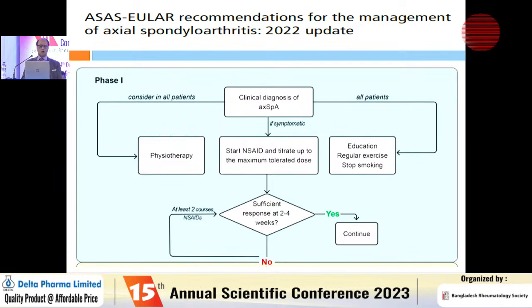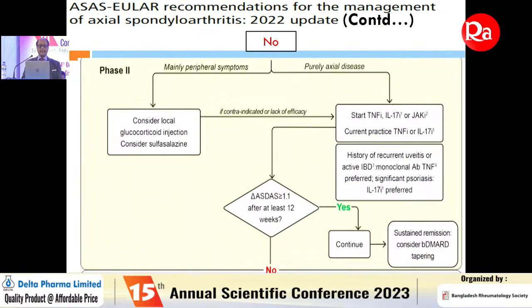Continue, and a bit controversial, I will come to that later. And if there is no response, then what will happen? So it is purely axial disease. We'll switch over to either a TNF inhibitor, an IL-17 inhibitor, or a JAK inhibitor. And then again we will evaluate our patient, with the evaluation at 12 weeks.